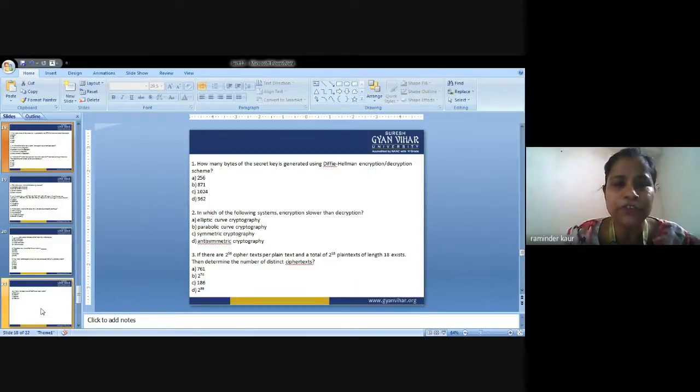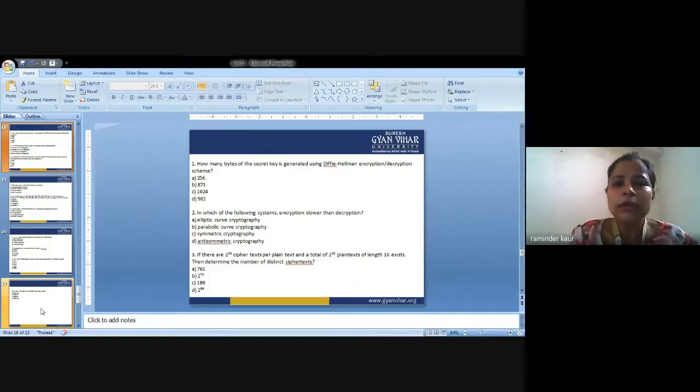So the first question is, how many bytes of the secret key is generated using the Diffie-Hellman encryption and decryption scheme? The options are 256, 871, 1024, 962. You are supposed to take any one answer.